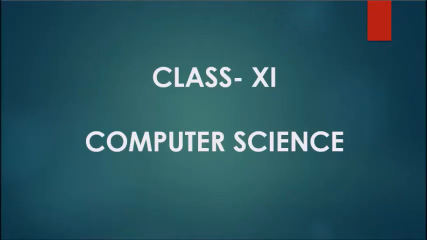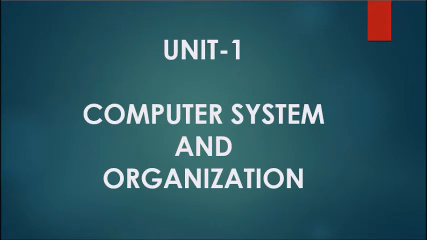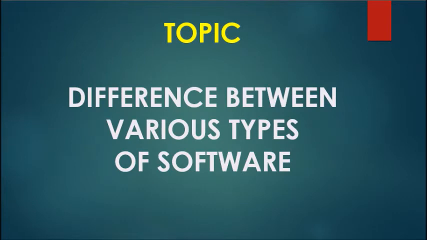Hello and welcome to class 11 Computer Science lectures. We are studying Unit 1 Computer System and Organization. The topic that we will be covering today is difference between the various type of software.